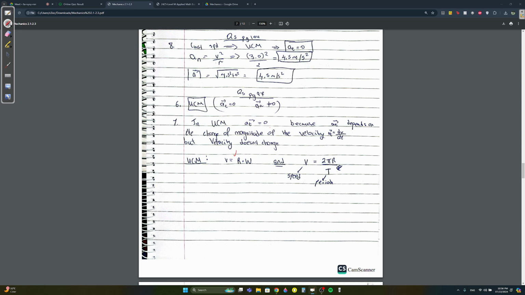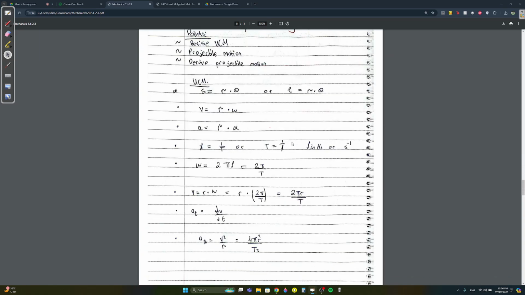In UCM, v is equal to r omega, and also v is equal to 2 pi r over T. This is an extra formula. Now, the next page has all the formulas on one page for UCM. Memorize them. I'll give you the important ones. l is r theta. This is important. This one, this one.